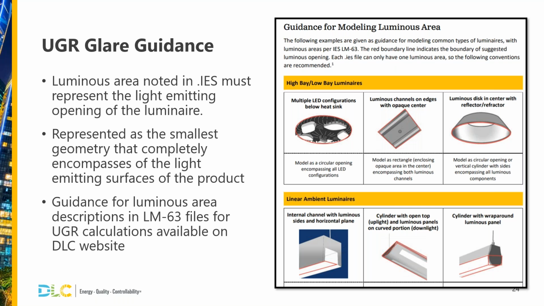We understand that many luminaires have unique form factors or multiple light emitting surfaces. These can cause confusion on how to represent them in the IS file. For these cases, we have created a resource document with a number of examples to help explain how to determine what shape to use to represent the luminous dimensions in the IS file. The image on the right shows a snippet of a few of these examples.